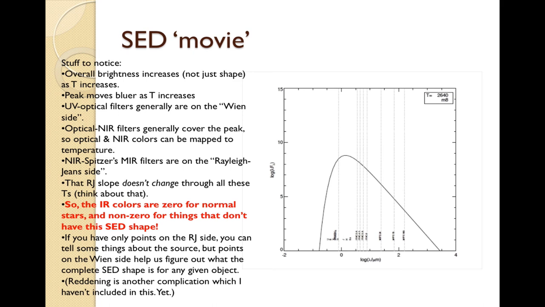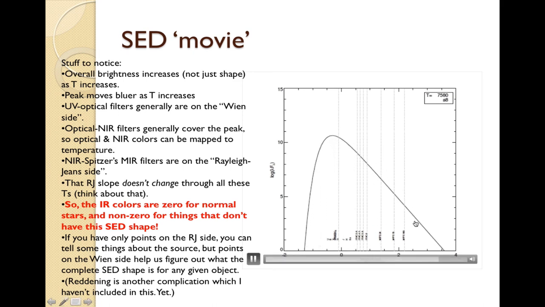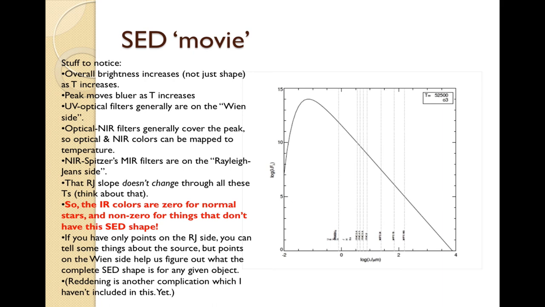Okay, so if you look at that, the slope in the infrared is not changing. It's just getting brighter. But the slope of that curve through the optical changes a lot. So if you're going to take the ratio of fluxes along that curve, in other words, get the magnitude difference in the infrared, say K minus 24 or IRAC 1 minus IRAC 4, the infrared colors are always going to be zero magnitudes for regular stars that don't have disks that you can approximate by a black body curve. They're not going to be zero for things that don't have this SED shape.